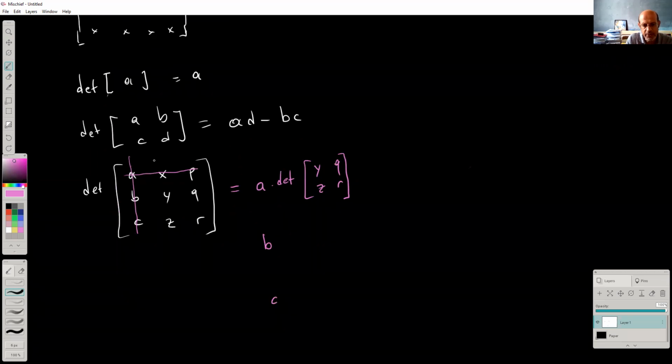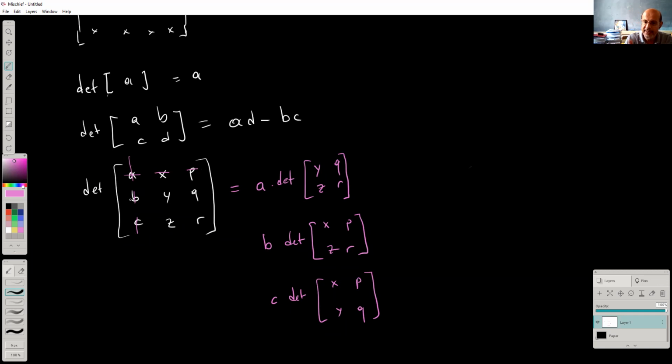For the case of B, I made a mistake in here, right? What I do is I basically eliminate the row and the column that B belongs to, and then I'm left with a table. In that case, this is like X, P, Z, R. And for C, I eliminate this column and this row, and I get X, P, Y, Q. Okay, so that's the recursive way of computing a 3 by 3 determinant. You just write it in terms of 2 by 2 determinants.